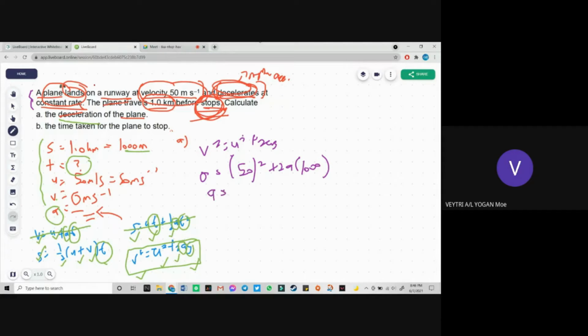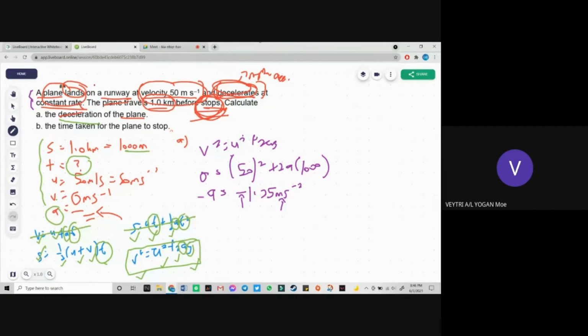So you will get your answer of A is negative 1.25 meter per second square. Don't forget negative, don't forget unit. Tiada salah satu, confirm salah jawapan. Alright, that is number 1.